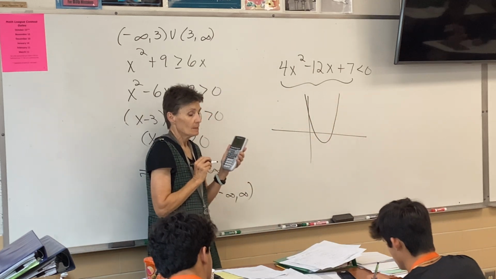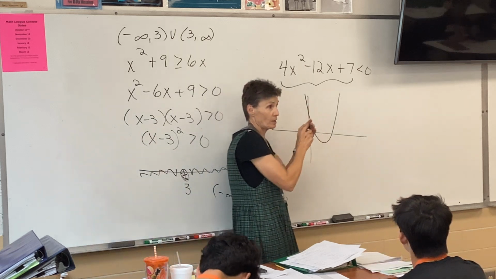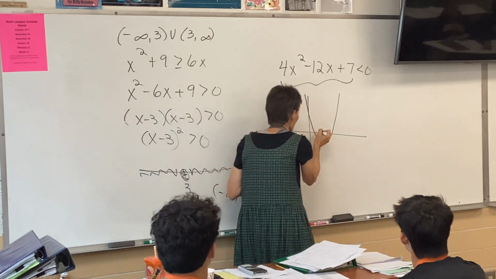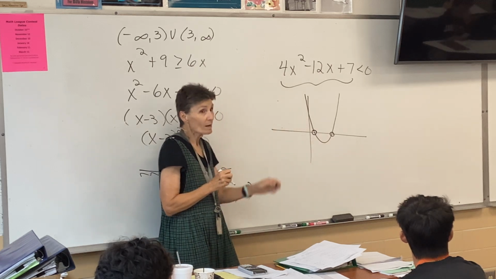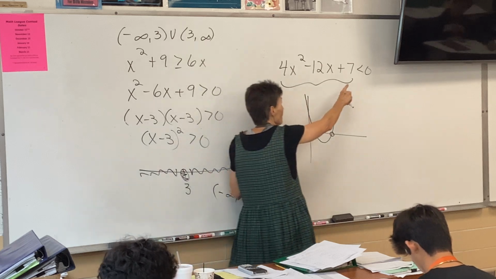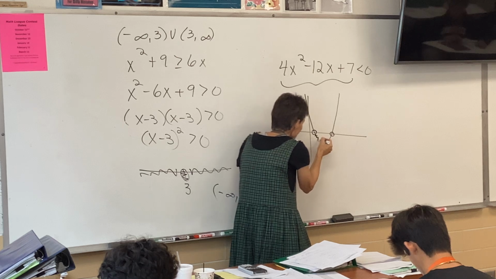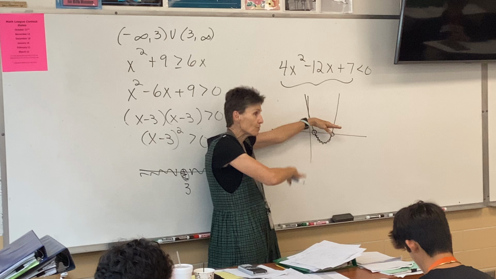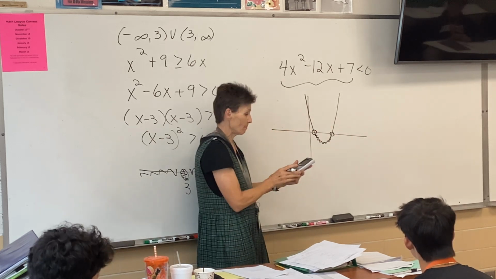Now, last time we did these, it was an equation. It was an equal 0. And when it was an equal 0, we were looking for these 2 points right here. We are still looking for those 2 points. But now, we want everything below those 2 points. So the answer is going to be that little section right there because it's underneath those points. So let's find them.